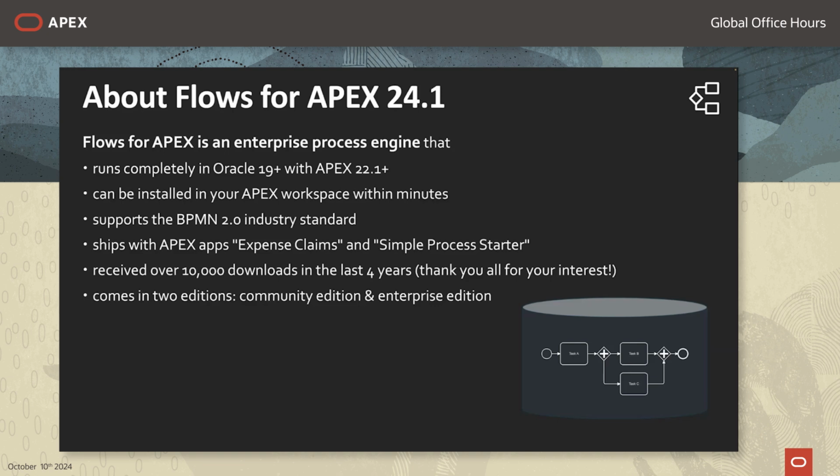One thing we've done with 24.1 is that we now have a community edition and an enterprise edition. The community edition, as you're used to, is completely free. It's open source. You can download it from our website today, flowsforapex.org. And Richard will demonstrate the features of the enterprise edition later on in this session.